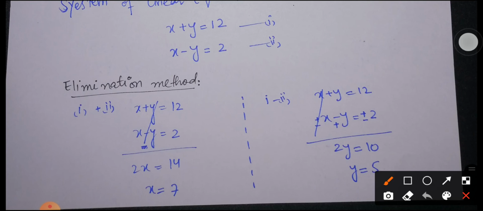The first thing is that the coefficient must be the same in the two equations. For example, if I want to eliminate x, I will check the coefficient of x, which is 1 in both cases, so I can easily move towards the second step. Similarly, if I want to eliminate y first, I will check the coefficient of y in both equations. Again, the coefficient is 1 in both cases, so I can move towards the second step.